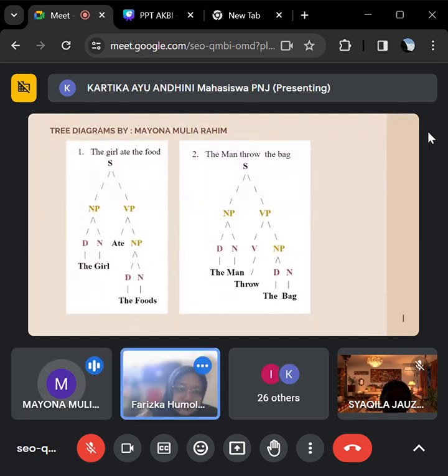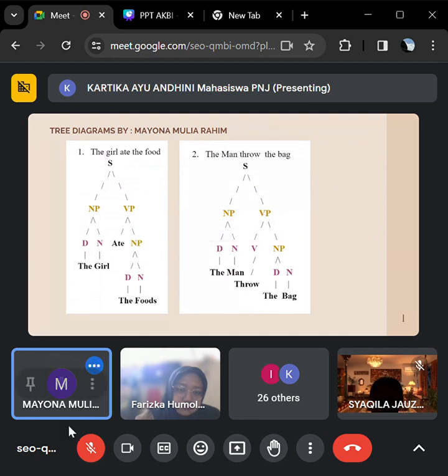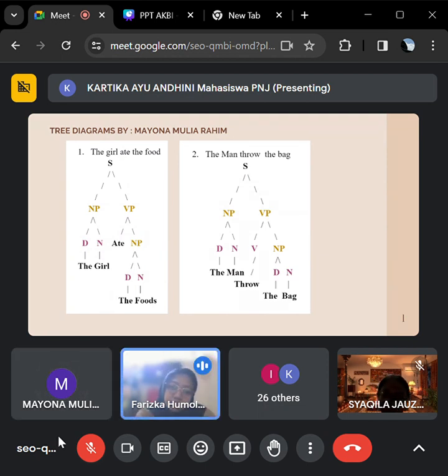Okay, now we go to the analysis, presented by me. The first sentence has two phrases, the noun phrase and the verb phrase. In one phrase, there is a determiner and a noun. The word for the determiner is the, and the word for noun is the noun. And for the second phrase, there are noun phrase and noun phrase. They are the determiner and noun, and the word for the determiner is the, and the word for noun is quiz.